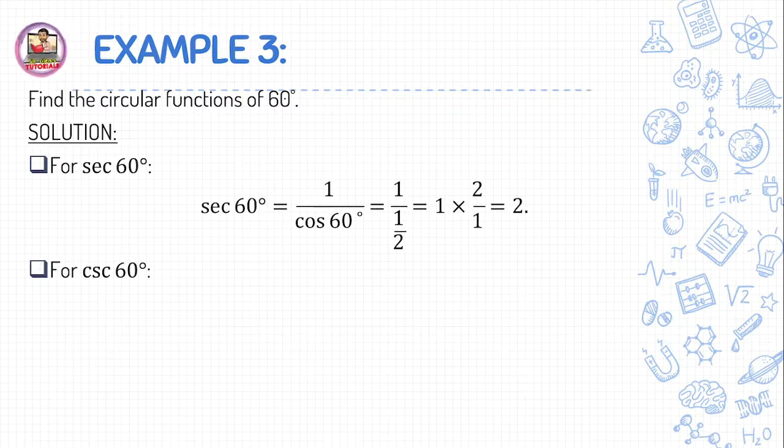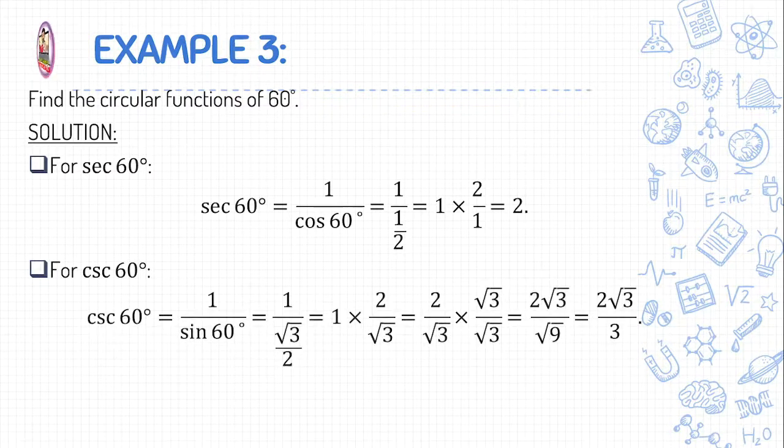For cosecant 60 degrees, cosecant 60 degrees is equal to 1 all over sine 60. And sine 60 is equivalent to square root of 3 all over 2. So 1 divided by a fraction will become multiplication. We consider the reciprocal of the divisor. So 1 times 2 is 2, and then 1 times square root of 3 is square root of 3.